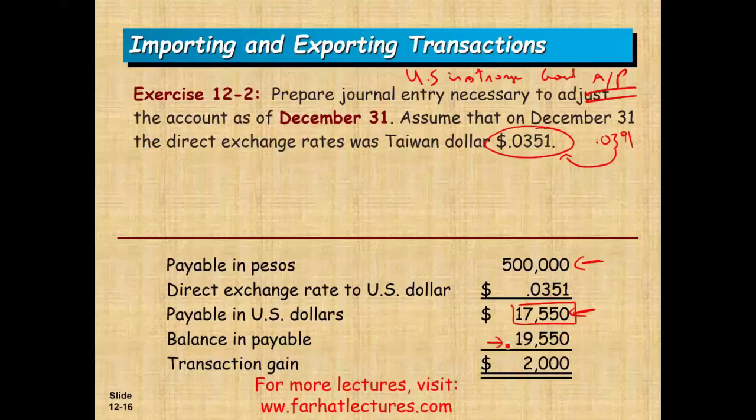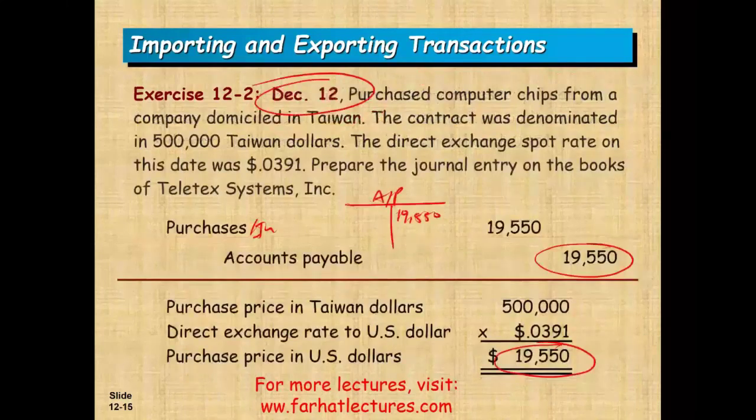The balance in the payable was 19,550 when we initially took the transaction on December the 12th. Guess what? We have 2,000. We are responsible $2,000 less. So now what's going to happen? You debit the payable 2,000. Now you are responsible for 17,550.